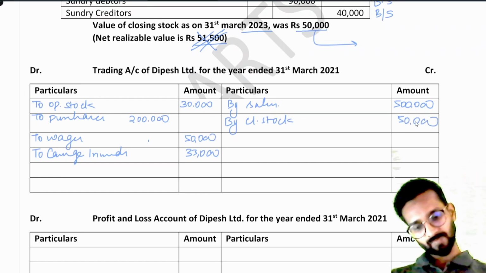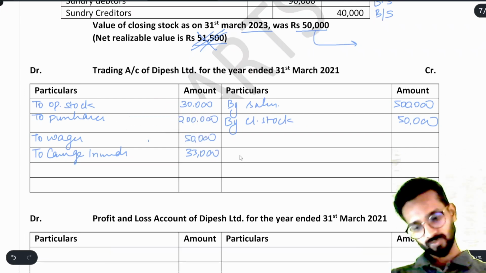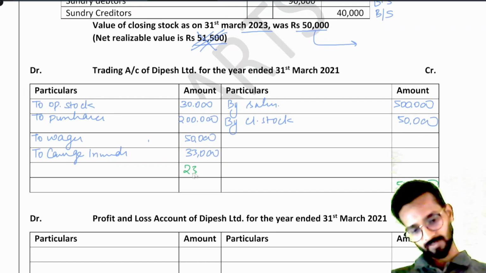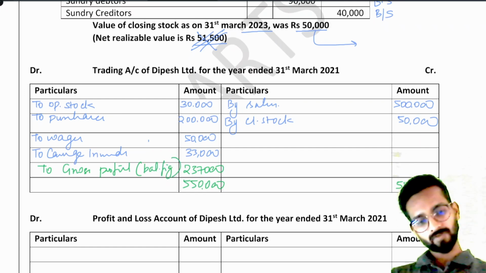Simple. Purchase return is not there, so I can directly write 2 lakh in the outside column. So the total we have is 5 lakh 50,000. Here it is 2 lakh 50, 3 lakh 10, 3 lakh 13,000. So we have gross profit of 2 lakh 37,000. The total will be 5 lakh 50,000. You can write "To gross profit". That is nothing but our balancing figure. Simple.